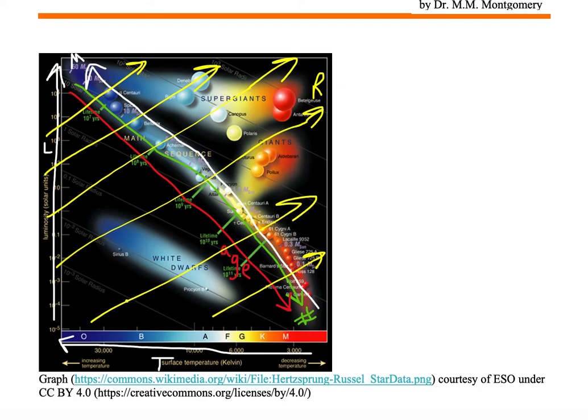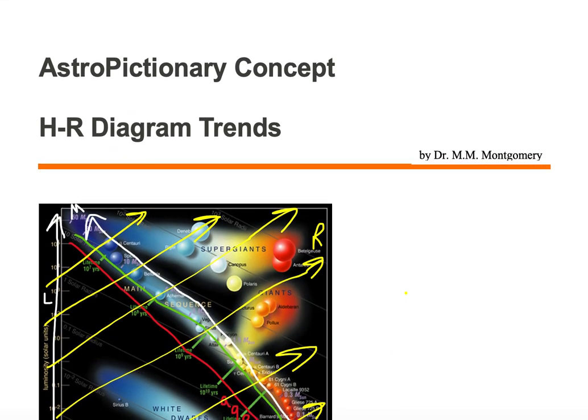So if you take a look at a star, let's say a white dwarf star, the ones that are towards the upper left are going to be bigger than the ones that are in the bottom right. So these are some trends that are seen on the HR diagram.